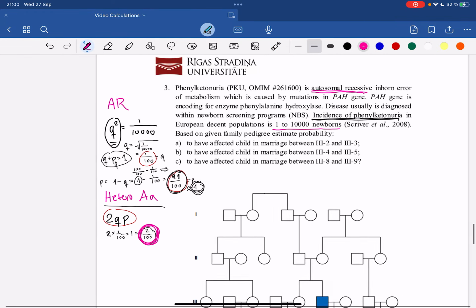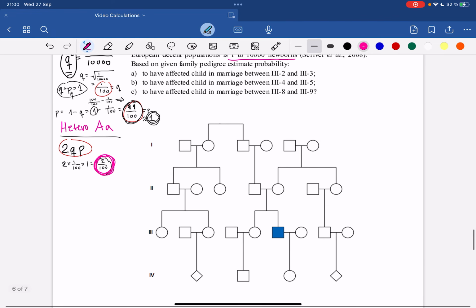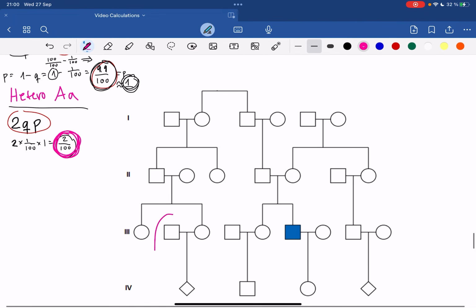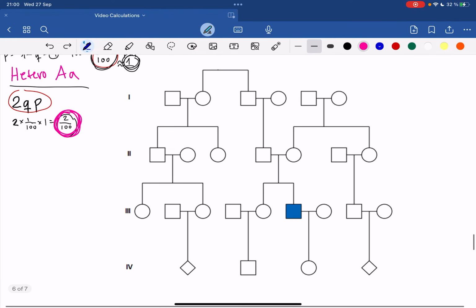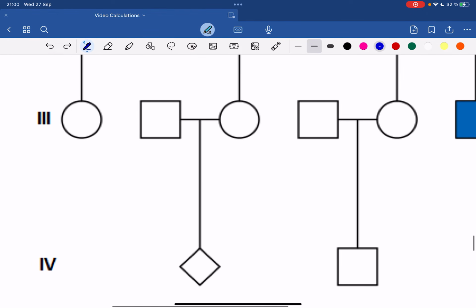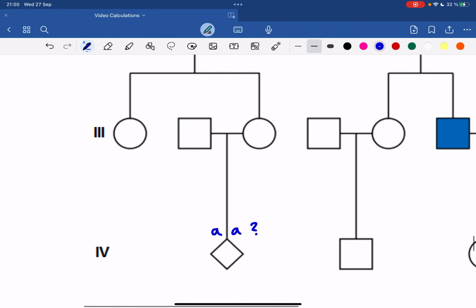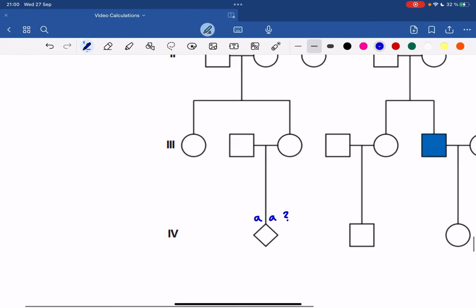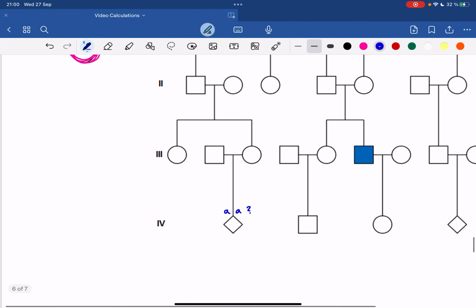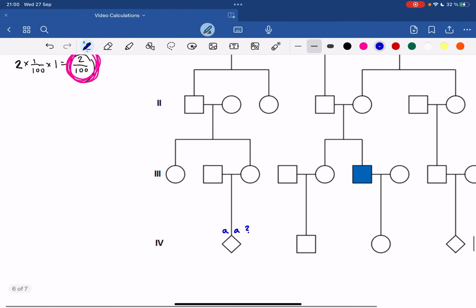Okay, so let's look at 3-2 and 3-3. That's this couple right here, and they're expecting, right? So we're asking, what is the probability for this child to be affected? Affected is synonymous with sick, also synonymous with ill. All right, what is the probability for these parents to have a sick child?